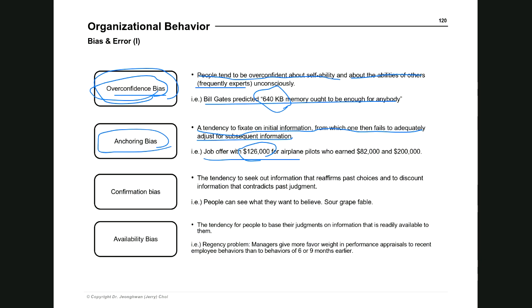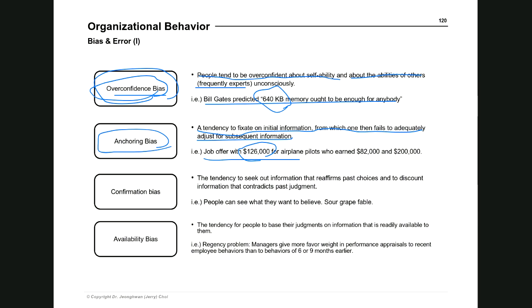So there is a job, and we have two candidates for the job. The one candidate's salary was $82,000. Just imagine you are now getting $82,000 per year, and if you got a job offer of $126,000, will you take the job?